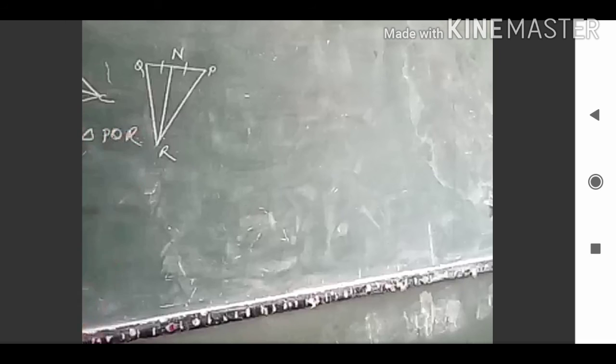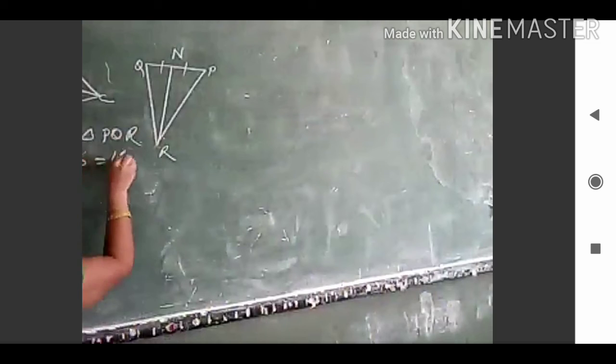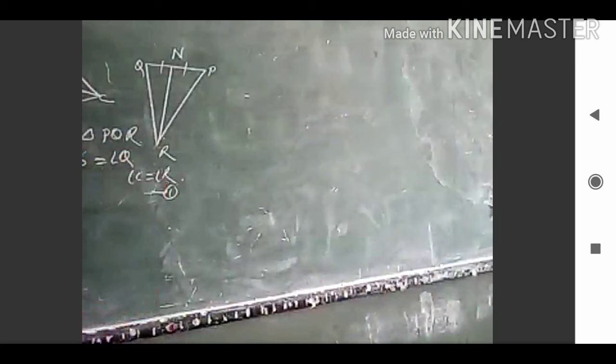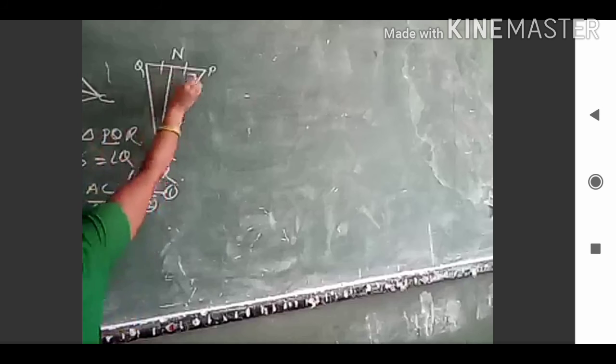When two triangles are similar, then the corresponding angles are always equal and the sides are in proportion. That means AB upon PQ, BC upon QR, AC upon PR. These things are also given. And CM and RN are the medians, that means AM is equal to BM and QN is equal to PN. These things are to be given.